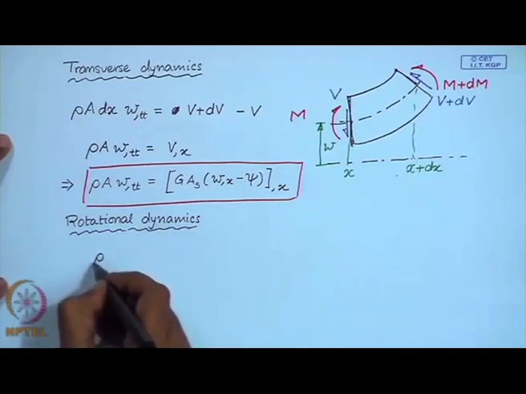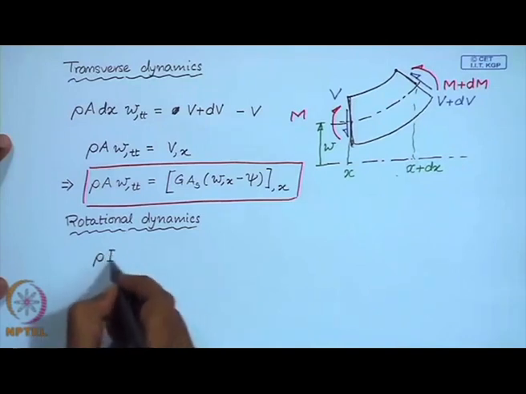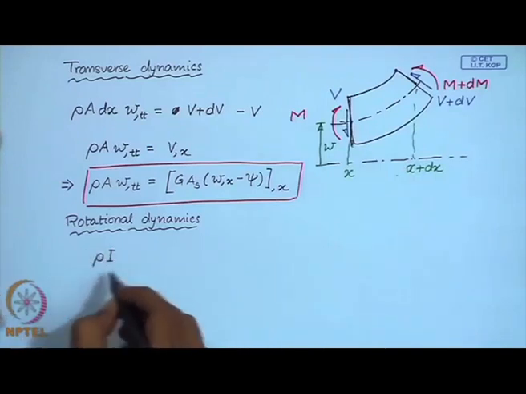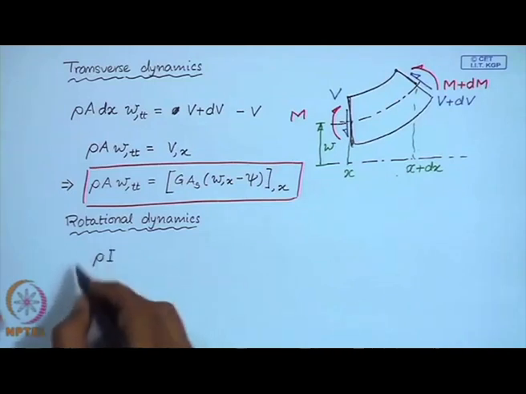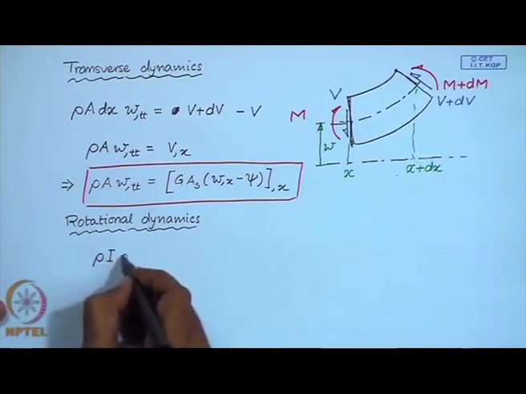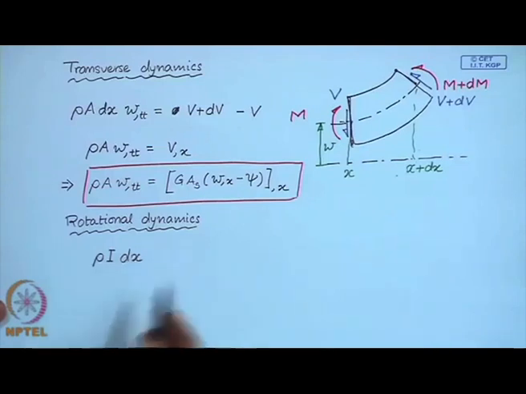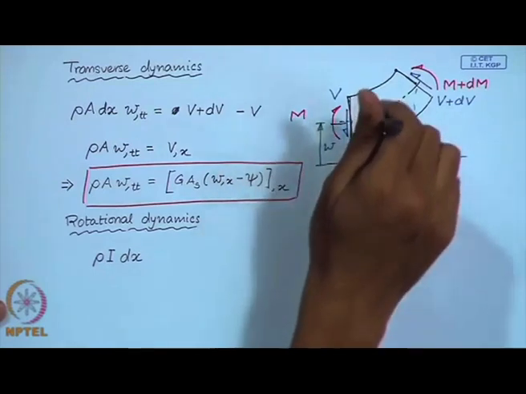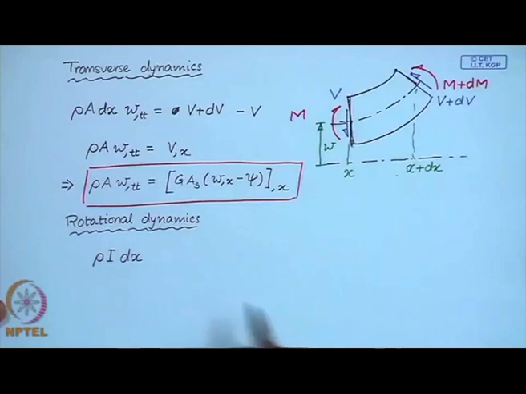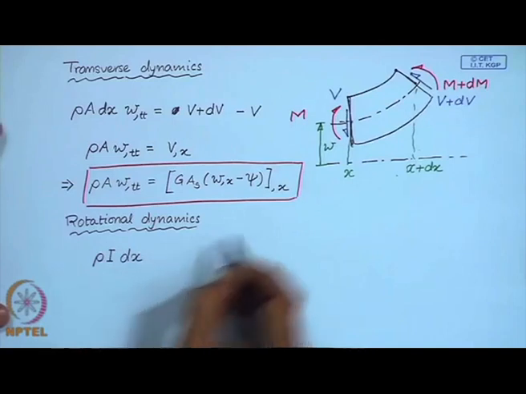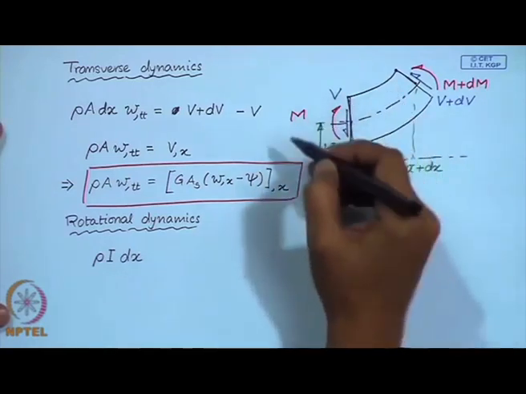So, rho times the second moment of area about the neutral axis. So, as we have discussed previously as well, this is the moment of inertia about the neutral axis per unit length. So, this times the length of the element would give us the moment of inertia about the neutral axis, which is perpendicular to the plane of the paper. So, this times the angular acceleration. Now, the rotational angle is psi.